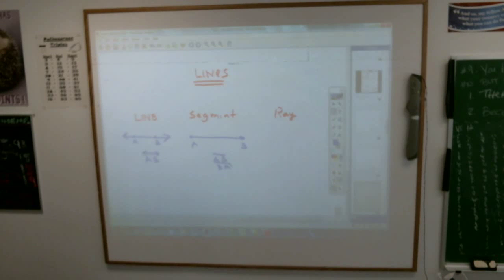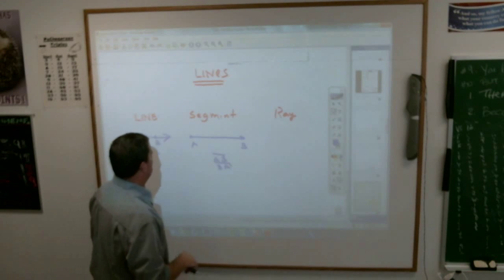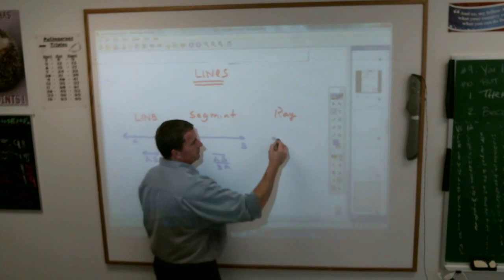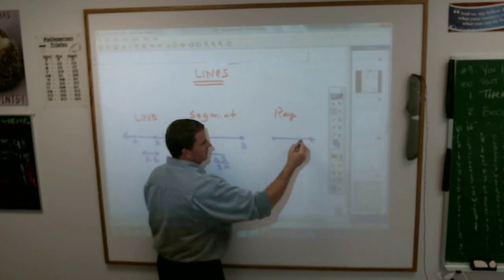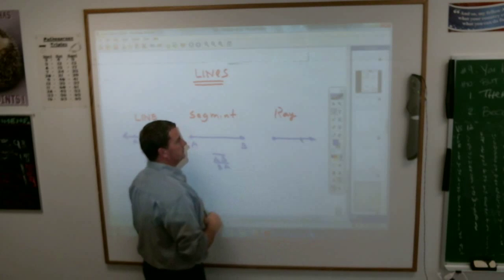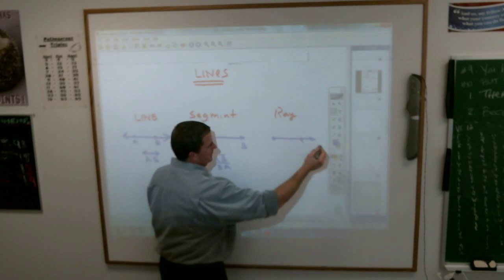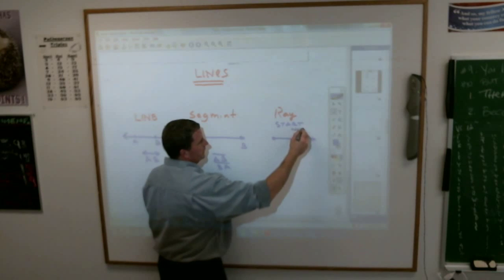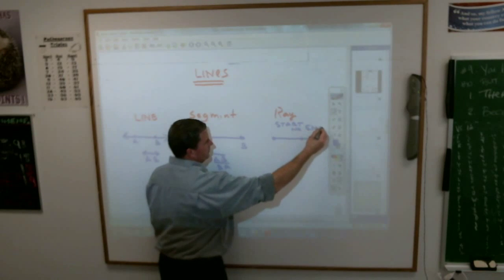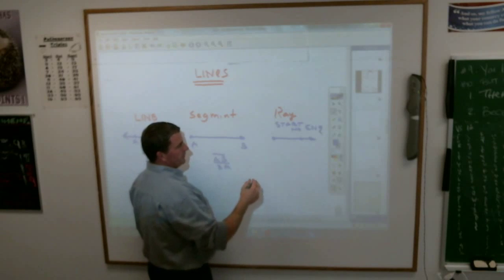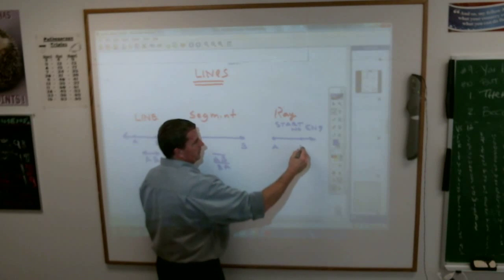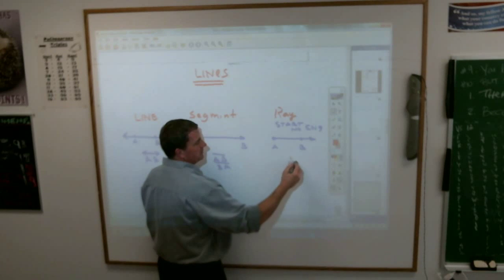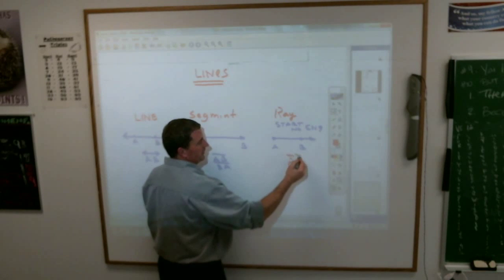And then, the combination, the hybrid of both of those is something with a starting point, but no ending point. That's our ray. Starts but does not end. Start, no end. Just like the sun's rays, they start right at the sun and shoot out there. And the same thing is true there. If you're talking about ray AB, it has to be A, B with a little ray above it.